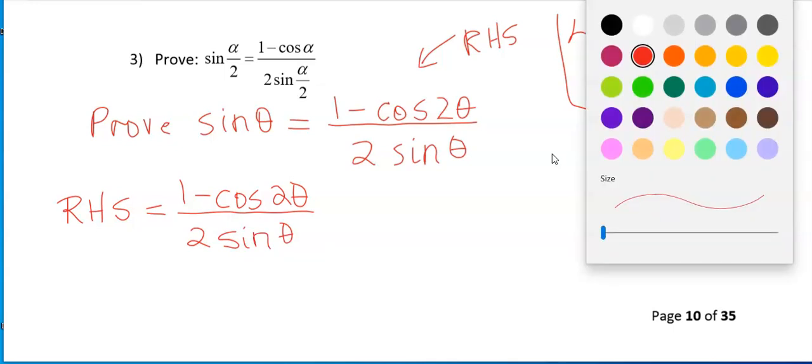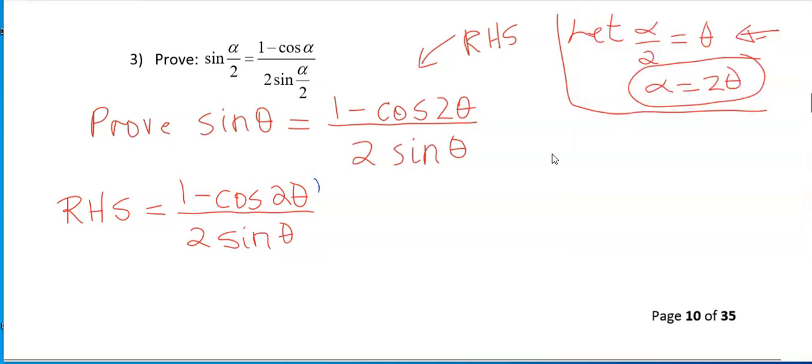Now, where do you go from here? Well, ladies and gentlemen, you see this? You didn't avoid using some formula altogether. Now you have to use a double angle formula for cosine, right there, okay?